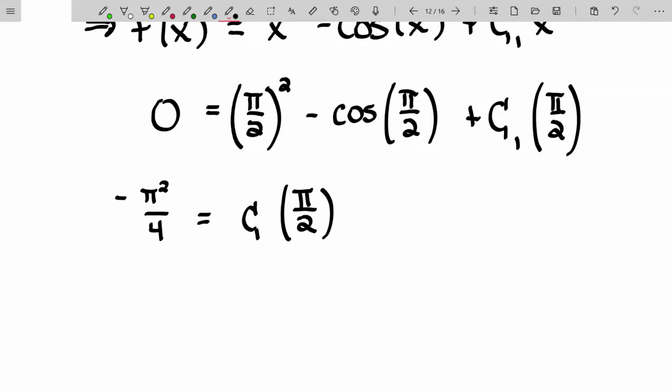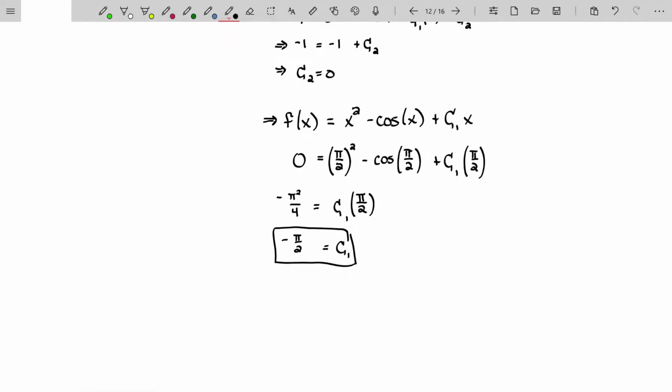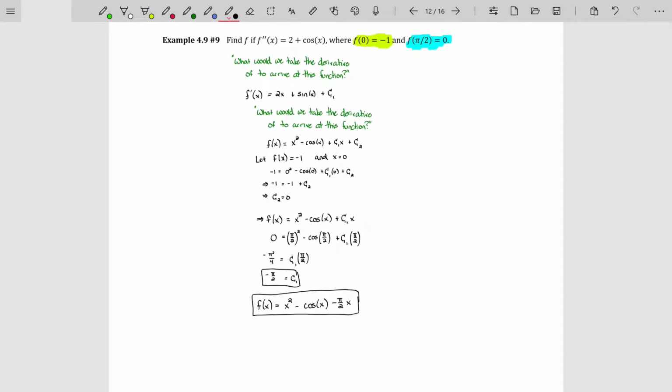And sorry, my c sub 1 got jagged there. We get that c sub 1 is equal to a negative, let's see, pi over 2. Is that right? Multiply by 2, divide by pi. Yep. So we now know what our constant here is. We can now substitute that back into f of x and we'll be done. F of x is equal to x squared minus the cosine of x and then minus pi over 2 x. Perfect. And we have completed this problem.